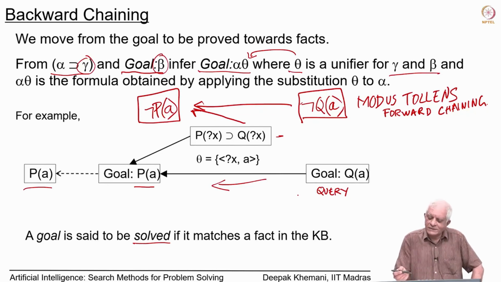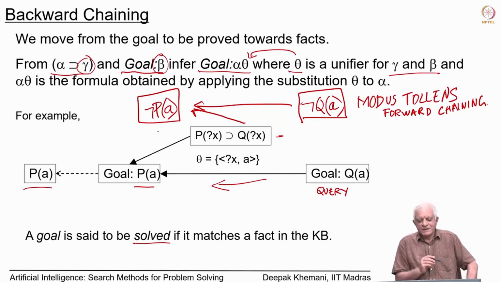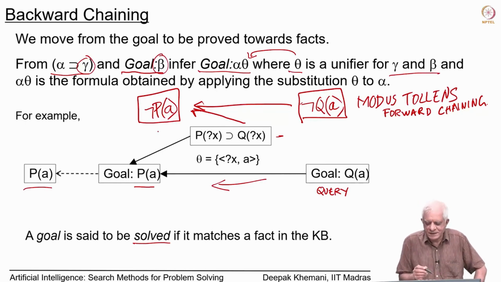Modus tollens uses forward reasoning or forward chaining to move from a fact which is that Q of A is false, or not Q of A is true, to another fact which says that P of A is false, or not P of A is true. That is a forward reasoning process. But that is the interesting part coming up now.